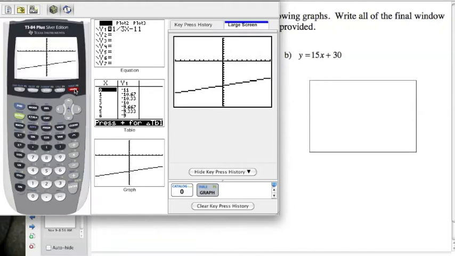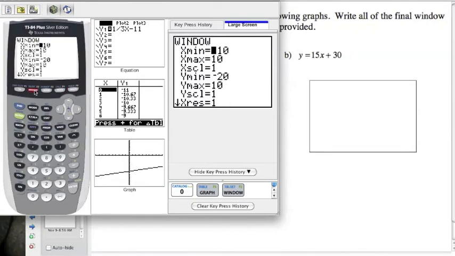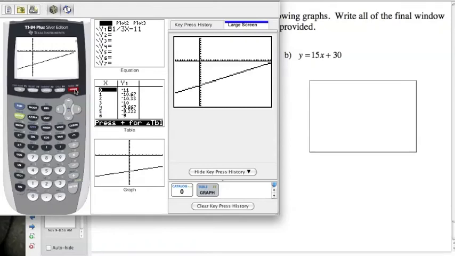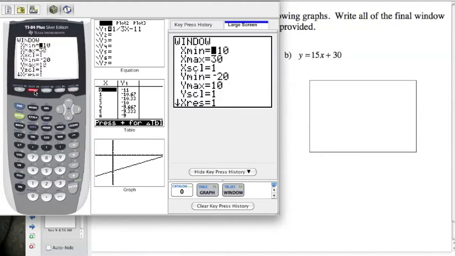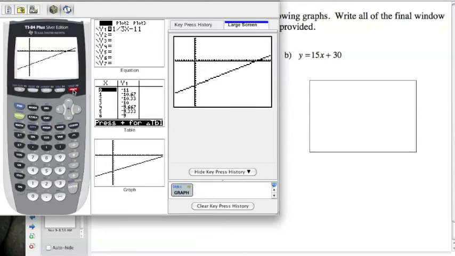The problem is I don't see my x-intercept anymore. So maybe I need to change the x-max to go out to like 30. Let's just try 30 and see what happens. Graph. Okay, still not in sight. So I'm going to go back to 40 now. So change that x-max to 40. Good.